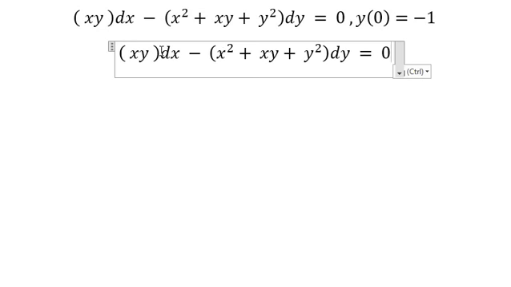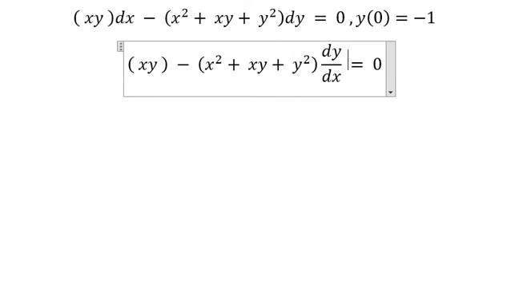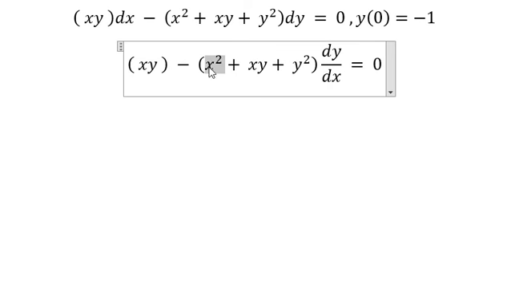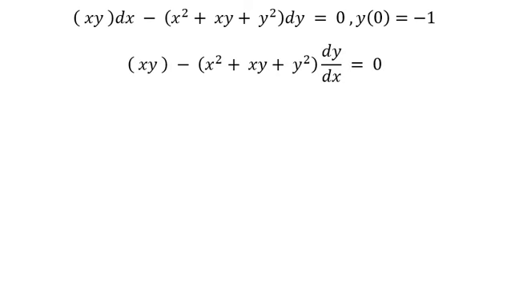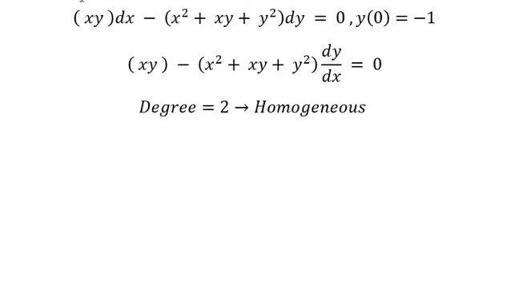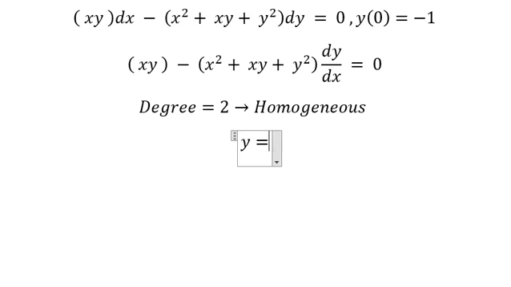We need to divide both sides by dx. Next, we have sy, s squared, y squared. They are degree number 2. So this is about homogeneous. So I will put y equals to vs.